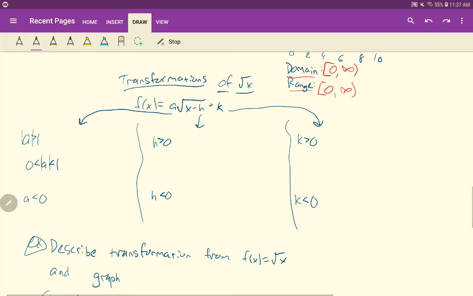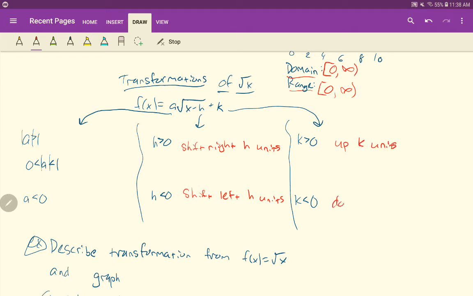Of course transformations, same stuff we've seen before, right? So this minus h that's in with the x is going to shift things left and right. If we subtract a positive number, that means you're going to shift right h units. And if we subtract a negative number, we're going to shift left h units. For the k on the outside, remember that shifts things what directions? Yeah, we're going to go up k units if k is positive, and we'll go down k units if k is negative.